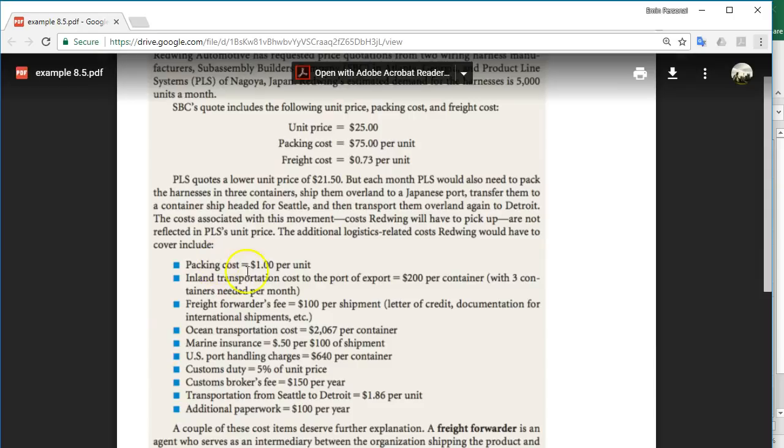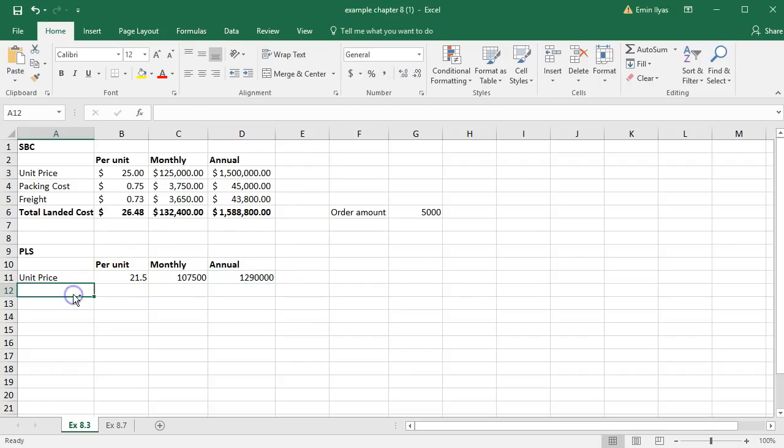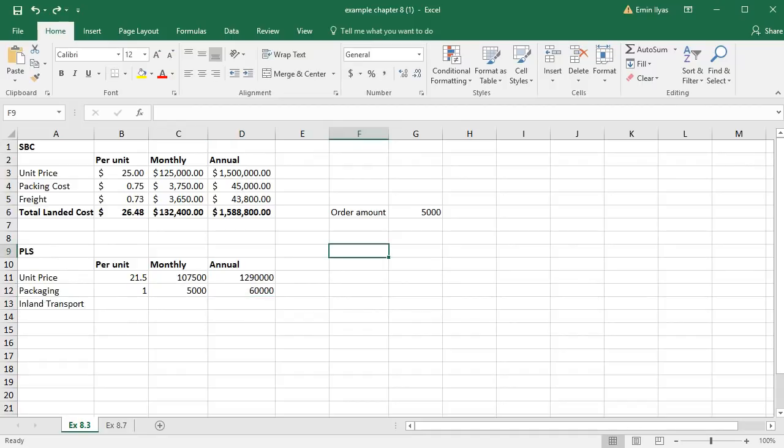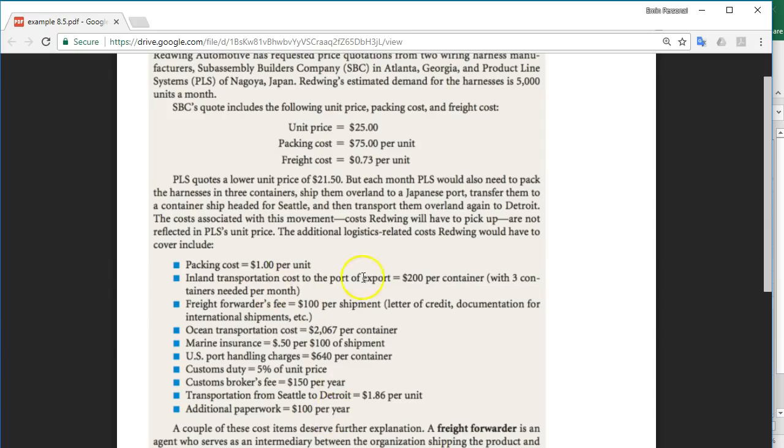We start with packing cost, which is $1 per unit. And monthly it will be this times this, and annual will be monthly times 12. Next is inland transport cost to the port of export, which is $200 per container per month. Now we need to understand that each month we will have 3 containers carrying 5,000 units. And this cost here represents our transport cost from Japanese facility to Japanese port. So it's going to be inland.